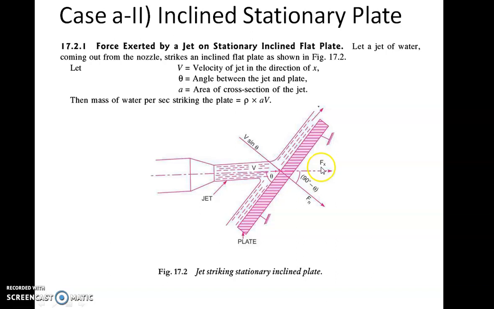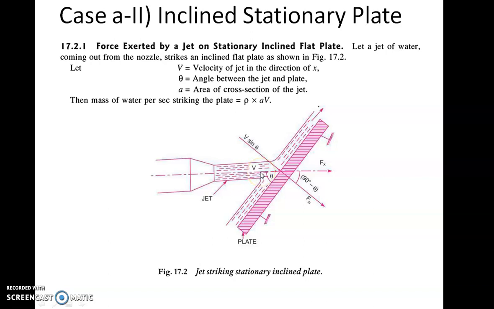So this angle is very useful for us in calculating the force exerted in x direction for the inclined plate. Now directly you can't calculate the force in x direction, because when the jet strikes the plate, it goes in upward direction and downward direction, but now they have some component in x direction also, for the upward going fluid and the downward going fluid. In the previous case there were no x components, so now you have to take care in calculating Fx.